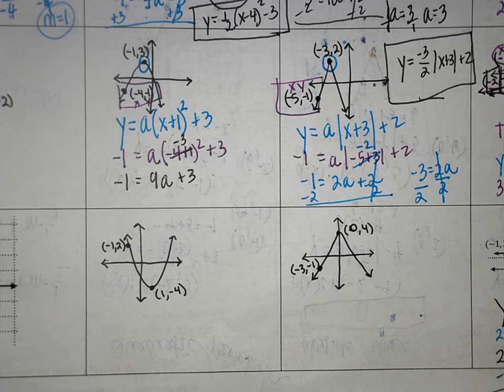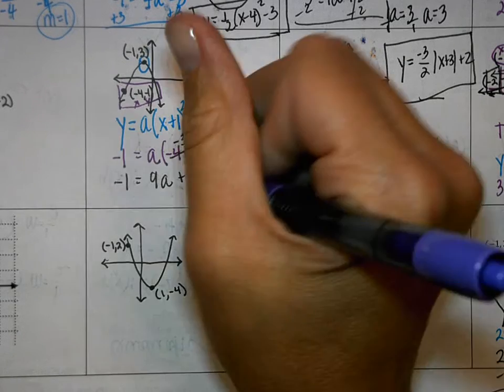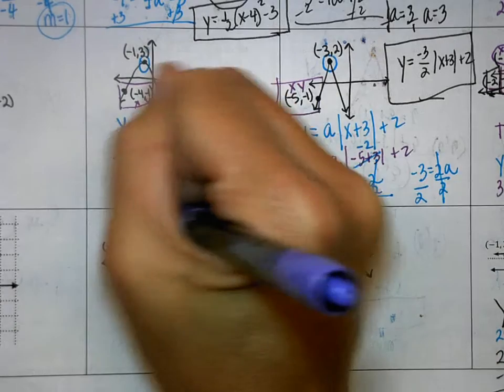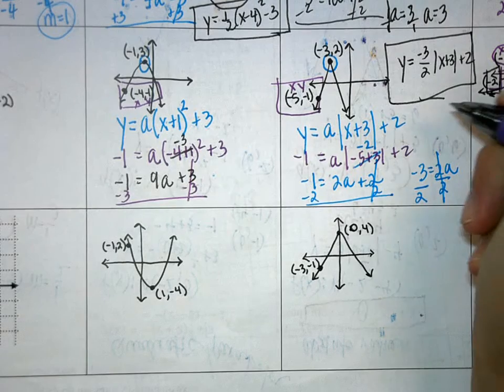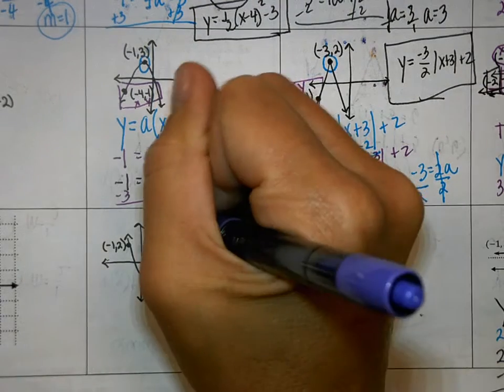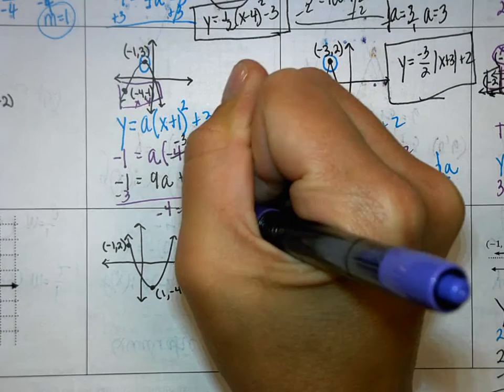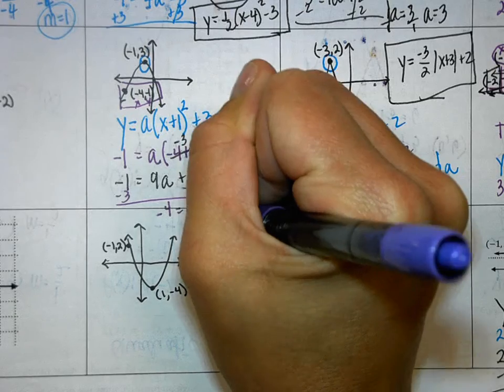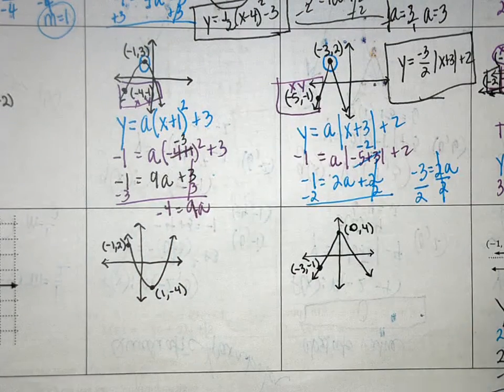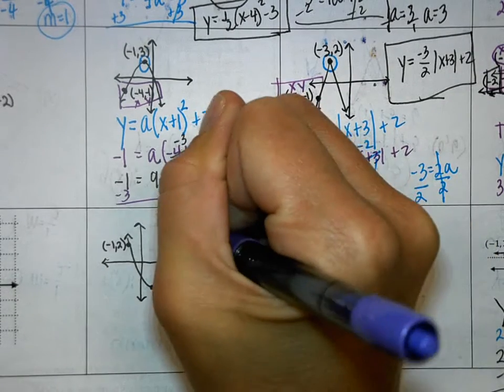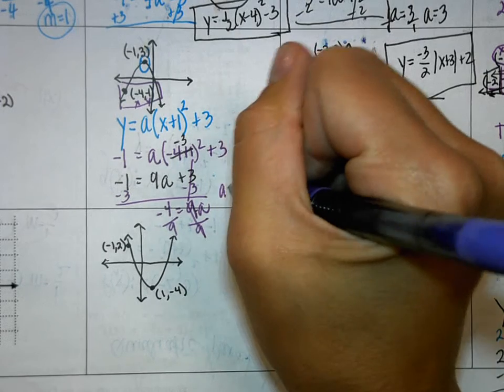In order to solve for a now, I do what? You subtract 3. Good. Subtract 3 from both sides. -1 and -3 makes what? -4. So -4 equals 9a, and then we do what? Divide by 9 on both sides. So a equals -4 ninths.